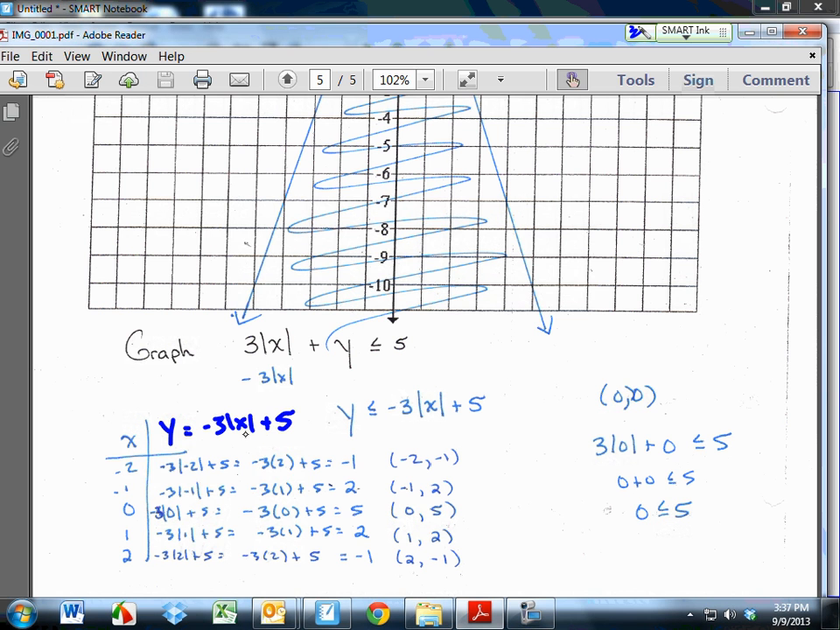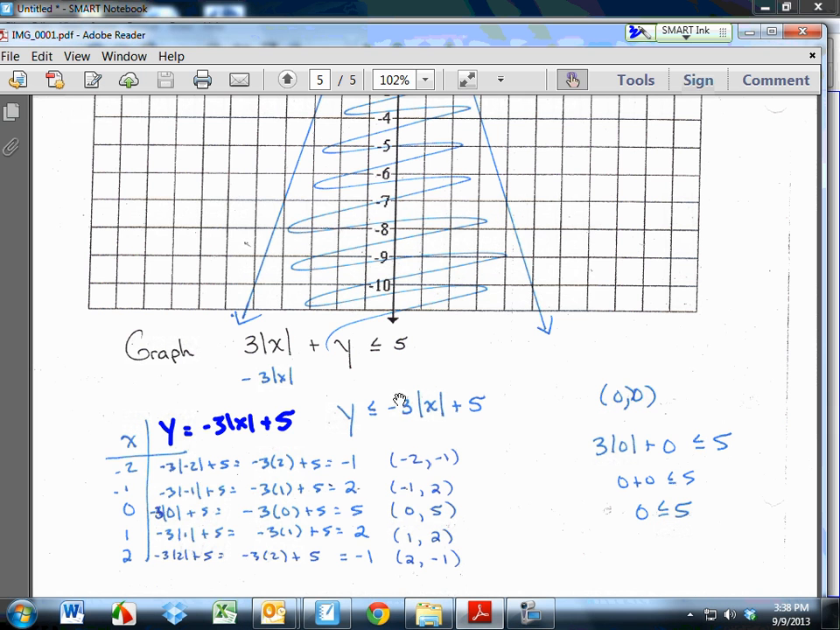So quick reminder, what's going to make that absolute value become 0? And that answer would be 0. So our table is centered at 0, with plugging in x values around 0. You can pause the video and check the work and confirm the ordered pairs.